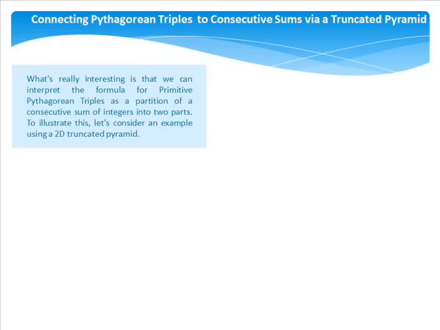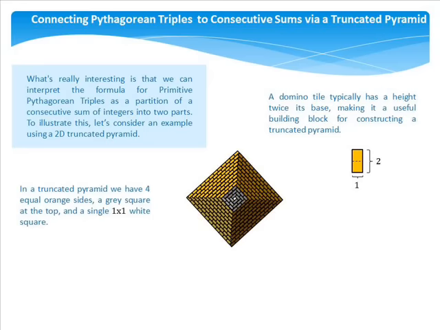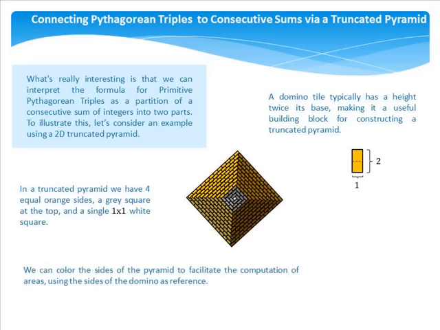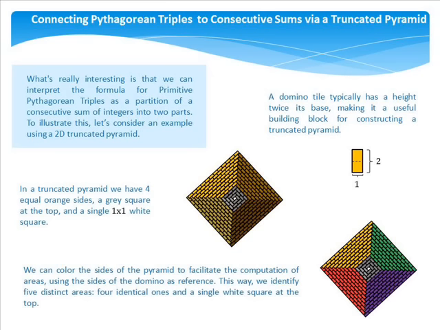To illustrate this, let's consider an example using a 2D truncated pyramid. A domino tile typically has a height twice its base, making it a useful building block for constructing a truncated pyramid. In a truncated pyramid, we have 4 equal orange sides, a gray square at the top, and a single 1x1 white square. We can color the sides of the pyramid to facilitate the computation of areas, using the sides of the domino as the reference. This way, we identify 5 distinct areas, 4 identical ones, and a single white square at the top.